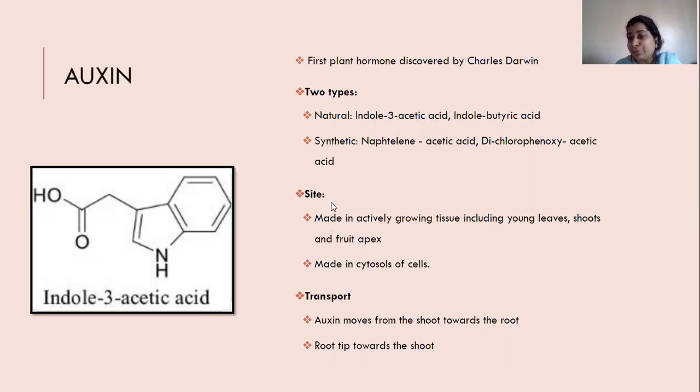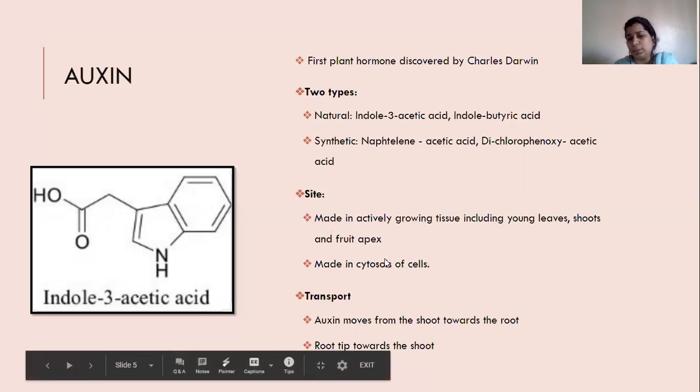Now, where is this hormone found? It's found in the growing tissues. Wherever there is meristematic tissue, you find this hormone auxin. Young leaves, very early leaves, so you get auxin there. Shoot and fruit apex, that is where they are made. They should be produced somewhere in some part of the plant, so they are made in the cytosol of the cells.